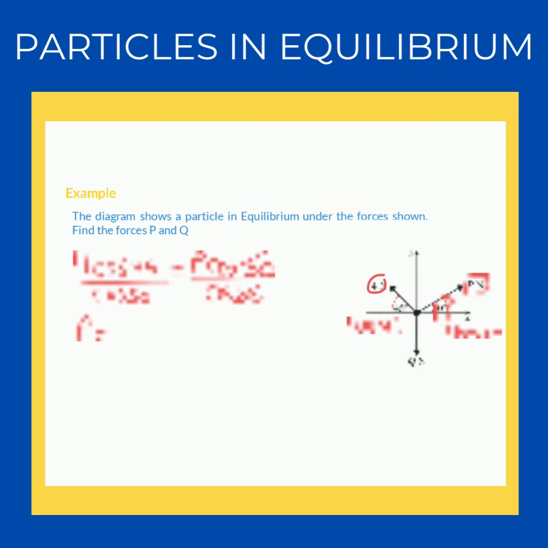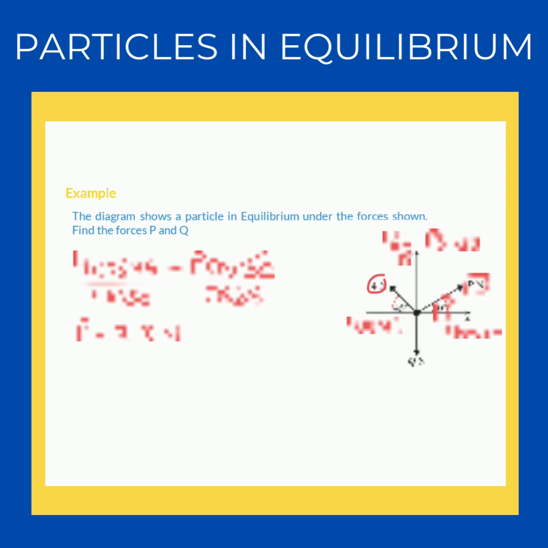So the answer is 3.3 newtons. That's the magnitude of force P. Now for the force Q, again, we need to resolve all the components vertically. So vertically, I have P sine 30, which is the force P, and I have 4 sine 45 here.